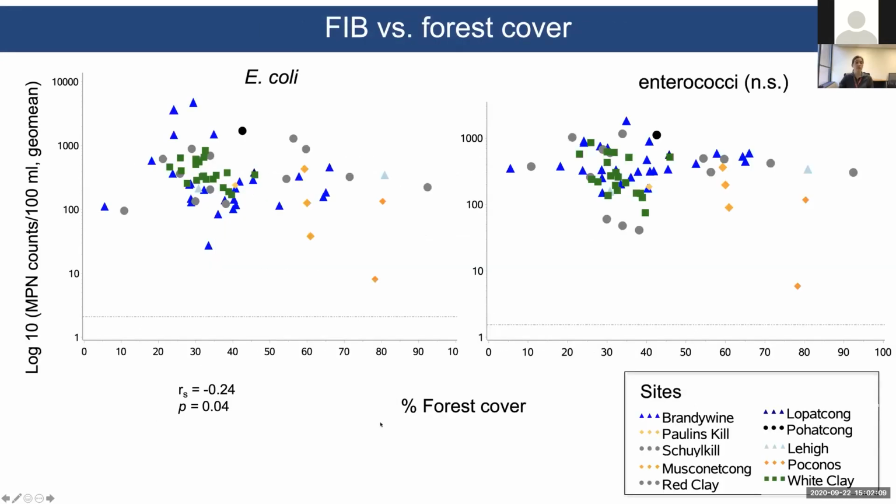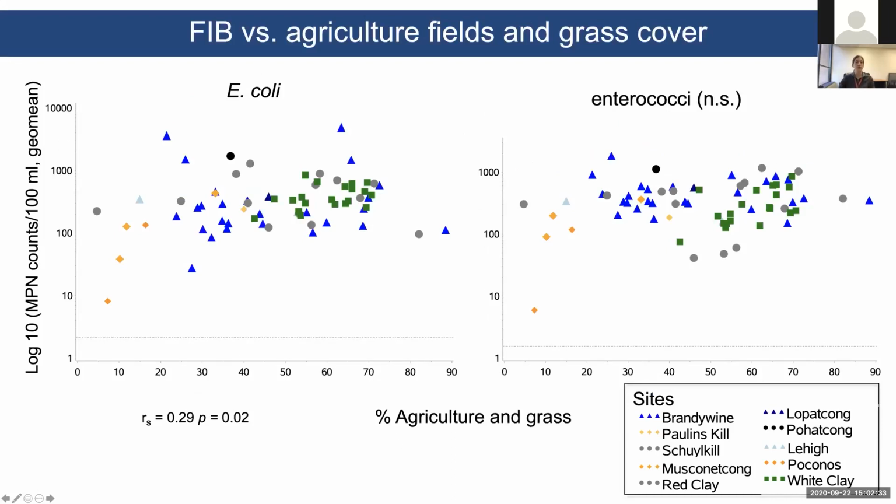So here are the graphs to show those relationships, starting with E. coli and enterococci with the percent of forest cover. So again, E. coli was the only group that had a significant relationship, but it was a fairly weak correlation and slightly negative with the increasing percent of forest cover. And when we look at the percent of agriculture and grass within the watershed, again, enterococci was not significant, but we did see a weak relationship with the abundance of E. coli and the percent of agriculture or grass.